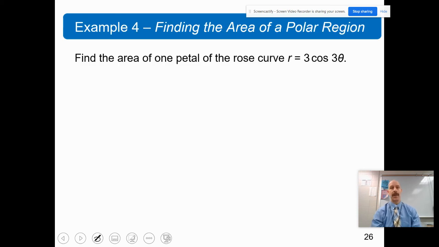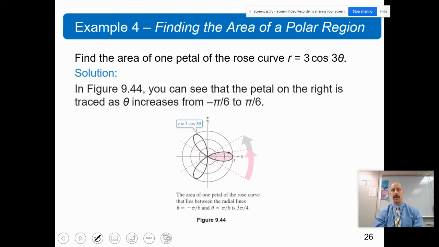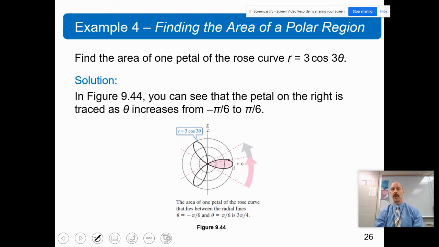Let's see an example. Find the area of one petal of the rose curve r equals 3 cosine 3 theta. So let's look at a picture here. This is the rose curve in this particular problem. There are 3 petals. So it's a good idea for you to graph this with your graphing calculator.